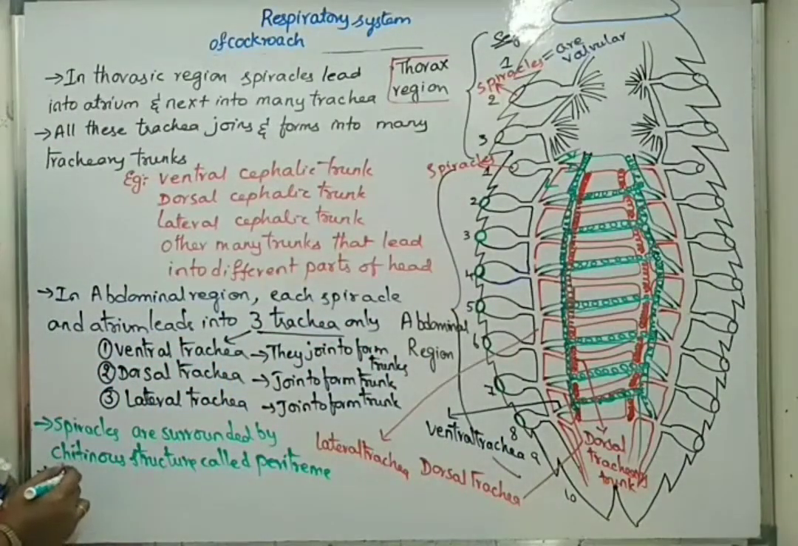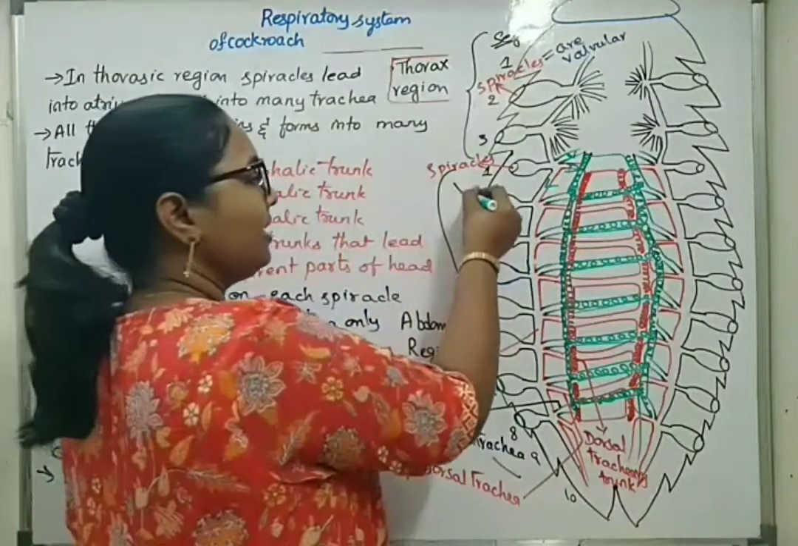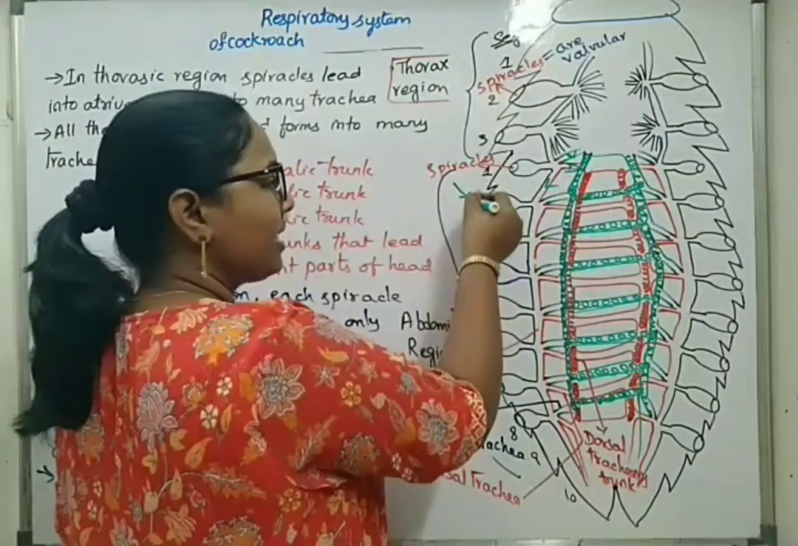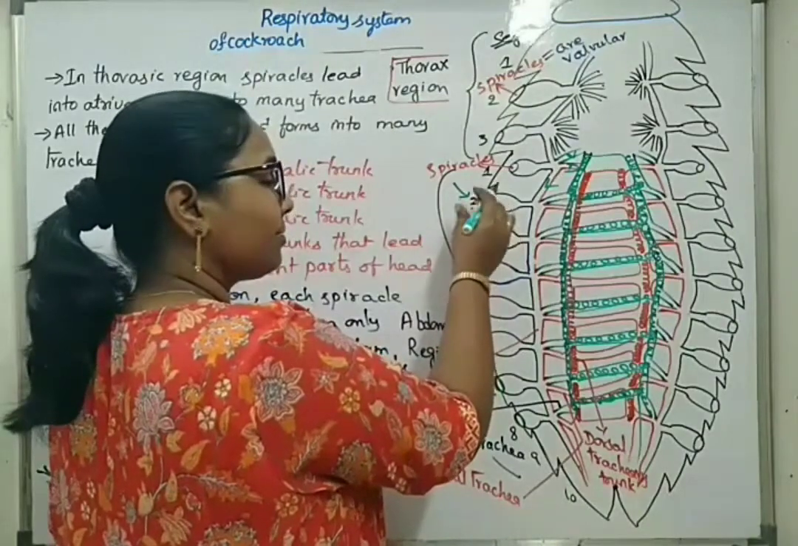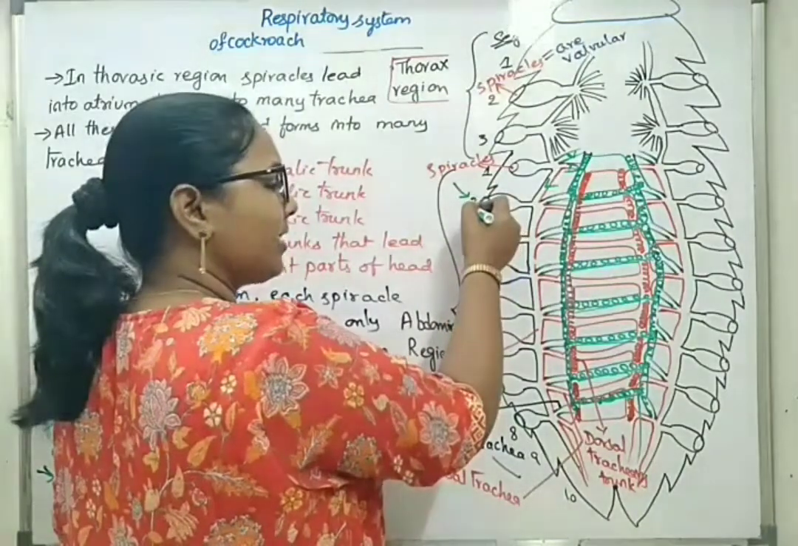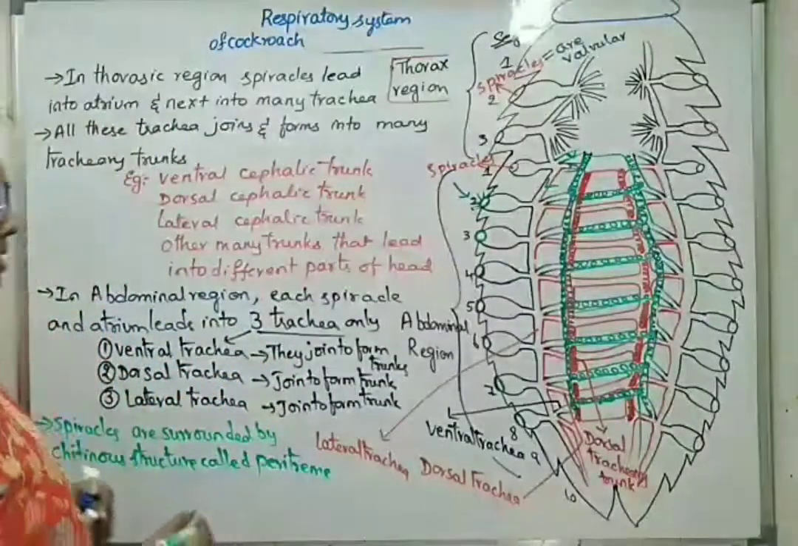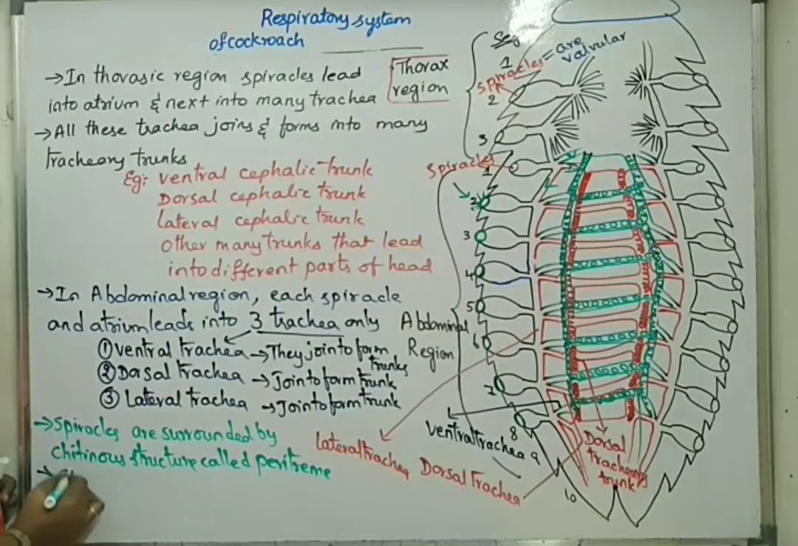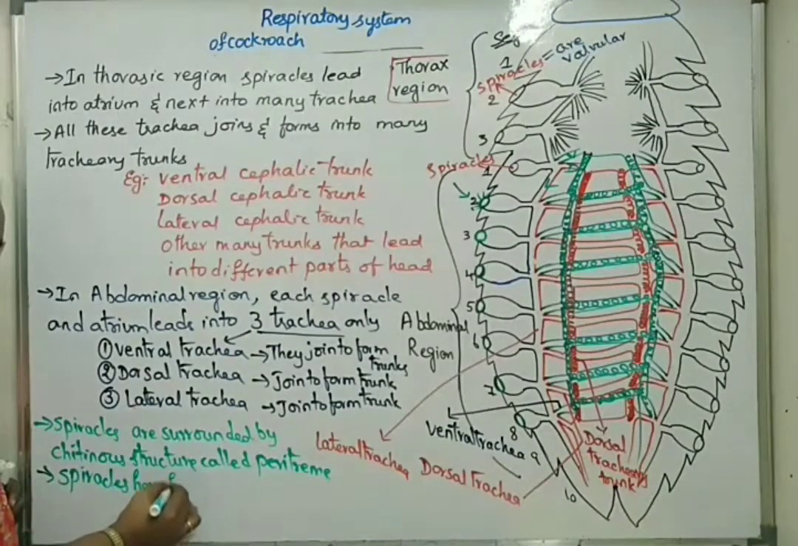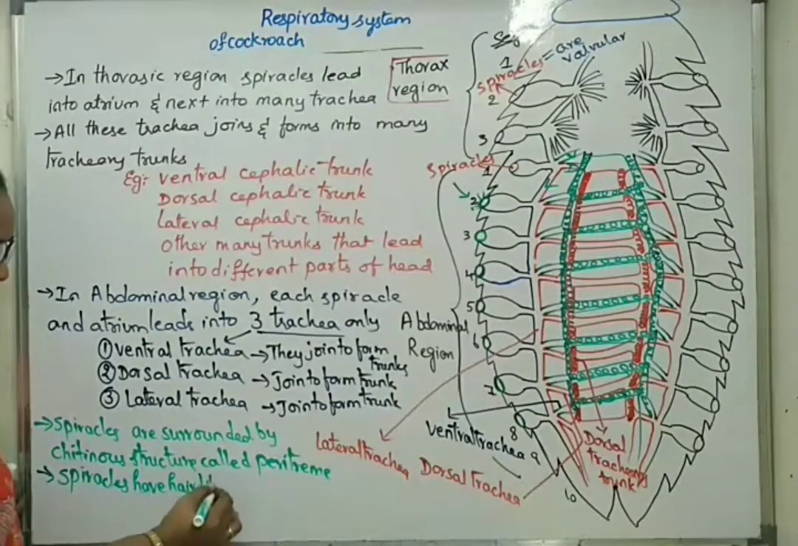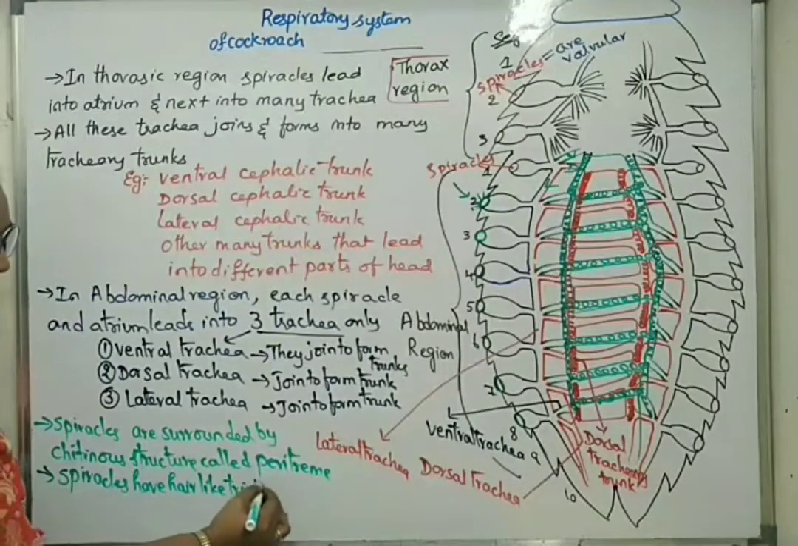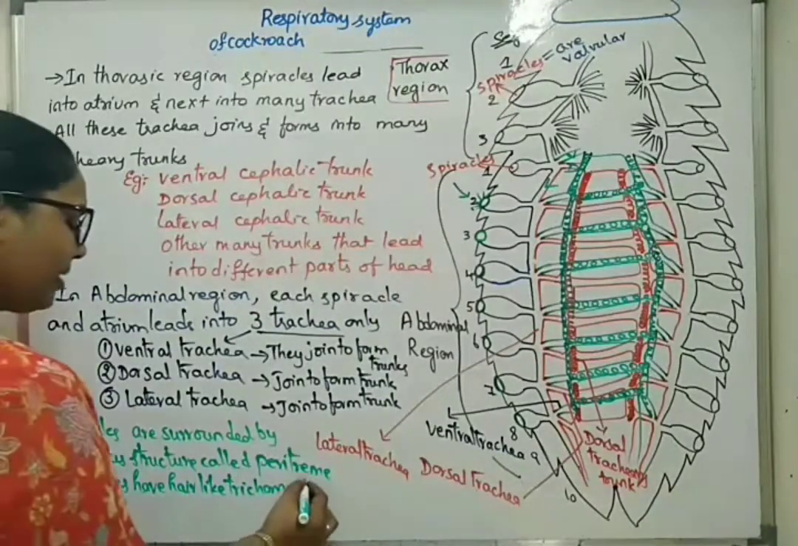Spiracle also has hair-like structures called trichomes. When air is entering or air is coming up to here, then these trichome-like structures which are present at the spiracles, they work as filtering structures. Spiracles have hair-like trichomes to filter dust.